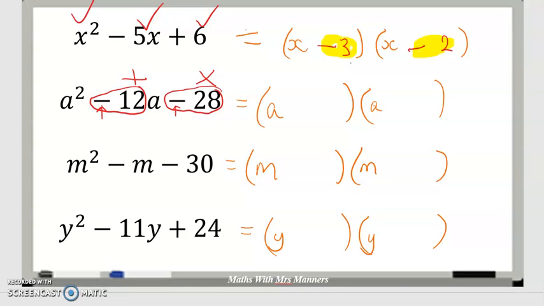Let's just think about 28. I could do 7 and 4, but that's not going to give me 12, so that's out. What else could I do?